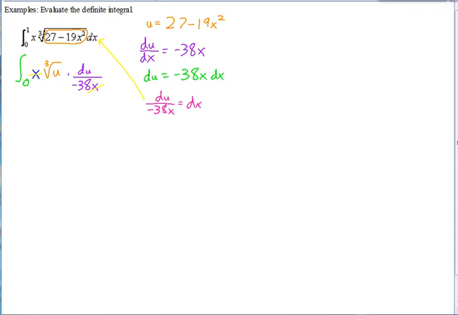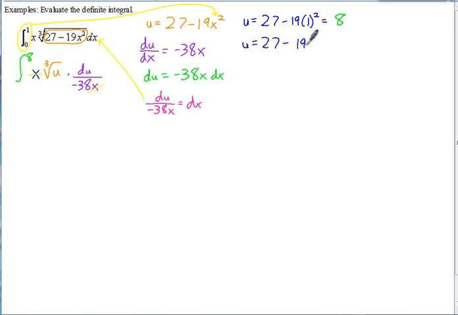The way we easily resolve that is by converting these to be in terms of u rather than in terms of x. So we take them one at a time and substitute them in for x in our expression for u. Let's start with 1. If you substitute in 1 for x, that's 27 minus 19 times 1 squared. Well, that's just 27 minus 19, which gives you 8. So what we just found is when x equals 1, u is equal to 8. So our upper limit becomes 8. Now let's do the same thing for the lower limit of 0.